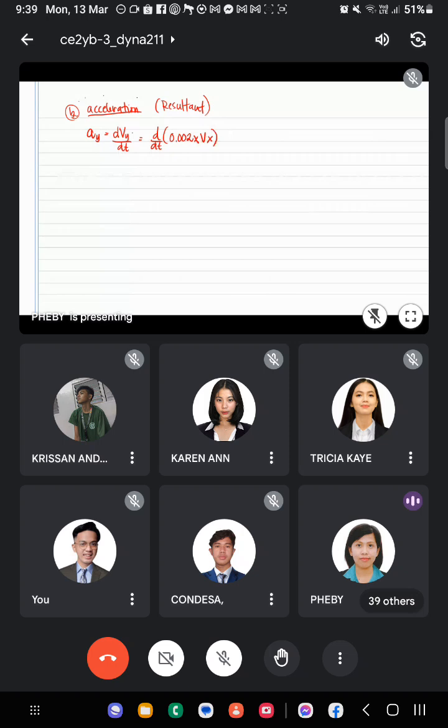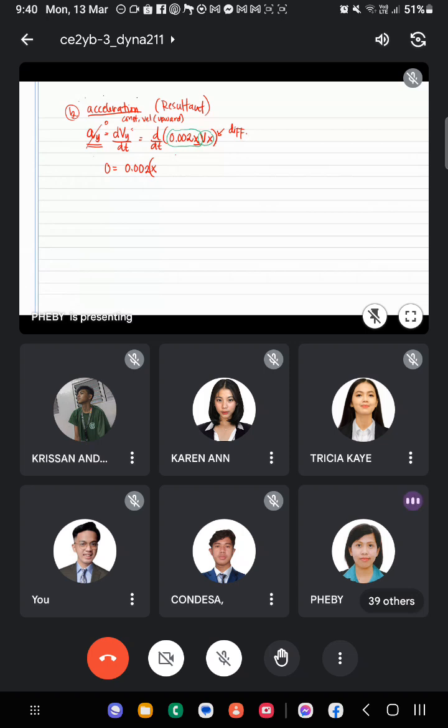kunin natin yung differentiate natin ito. So, this is 0.002 x X and Vx. So, ito yung derivative of product rule, no? Product rule. Tandaan nyo pa ba to? Product rule. So, dalawang variable siya, X and Vx. So, si 0.002, ilalabas ko muna. So, we have to differentiate itong XVX. Itong Vx kasi is V or velocity of X, di ba?